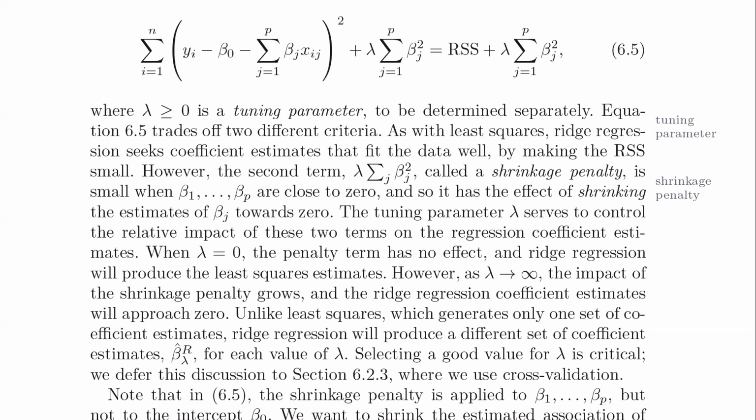However, as lambda approaches infinity, the impact of the shrinkage penalty grows, and the ridge regression coefficient estimates will approach 0. Unlike least squares, which generates only one set of coefficient estimates, ridge regression will produce a different set of coefficient estimates, which we now label beta hat R, lambda, to emphasize the choice of lambda behind those betas for each value of lambda. Selecting a good value for lambda is critical. We defer this discussion to section 2.3, where we use cross-validation.